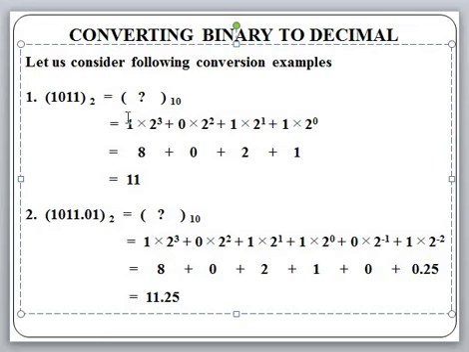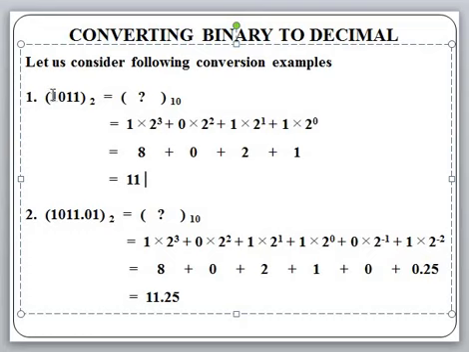Because of this, here 1 is multiplied by 2 to the power 3, that is 8. Next, 0 is multiplied by 2 to the power 2, so it is 0. Next, 1 is multiplied by 2 to the power 1, it is 1 into 2, which is 2. The last digit 1 is multiplied by 2 to the power 0, which is 1, so 1 into 1 is 1. When we add these, we get 11. So this is how we convert the binary number 1011 into decimal, that is 11. The equivalent of 1011 in decimal is 11.